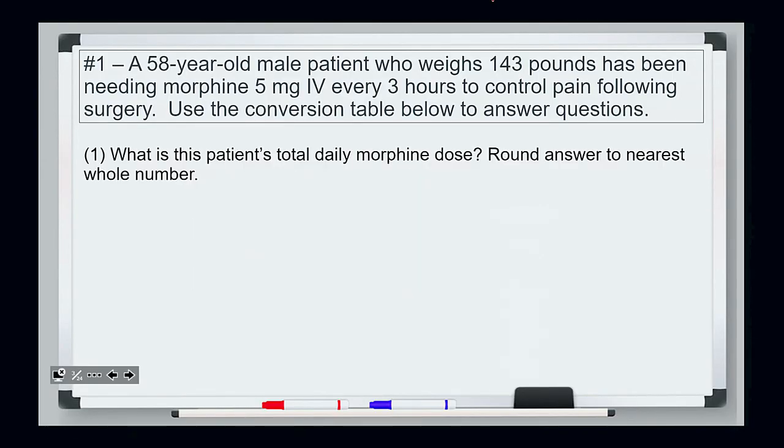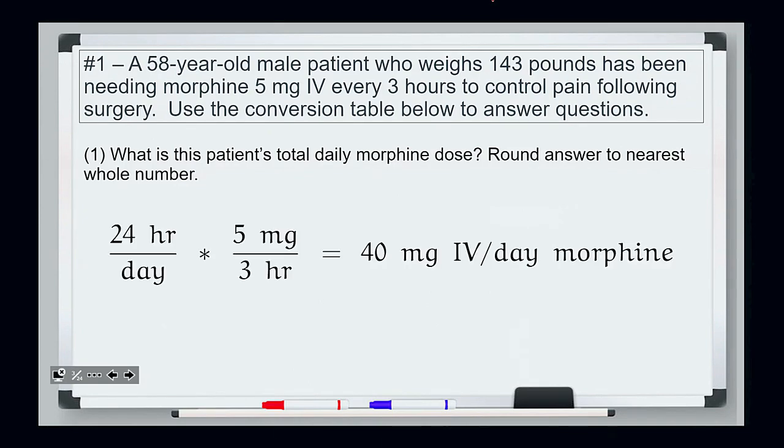First, he just wants to know, what is the total daily morphine? What has he been using in total per day of morphine? That should be pretty straightforward. Per day, 24 hours, he's taking 5 milligrams every 3 hours. So there's my conversion there: 24 hours times 5 divided by 3. Hopefully you got 40 milligrams per day.